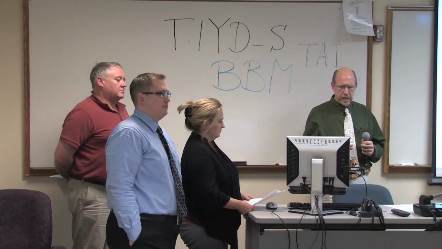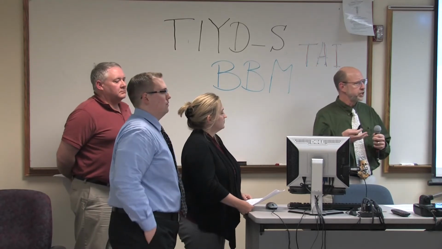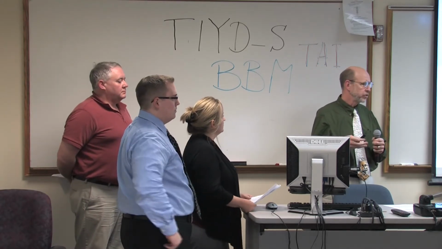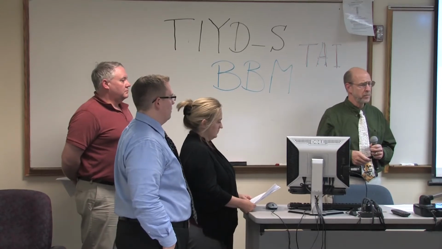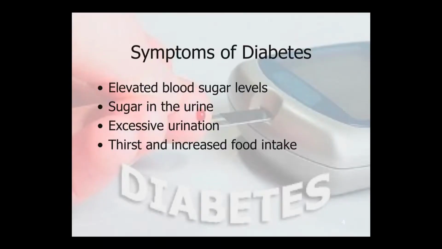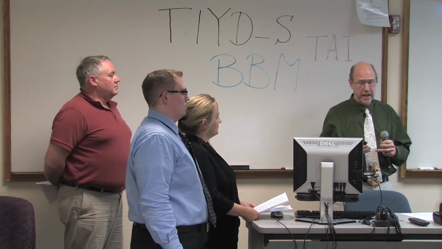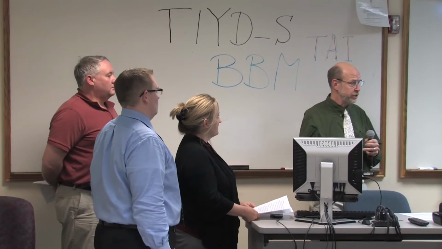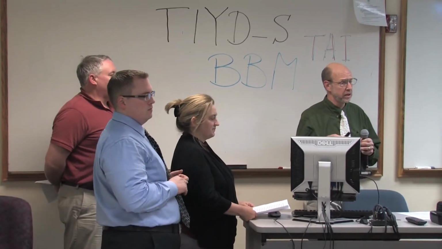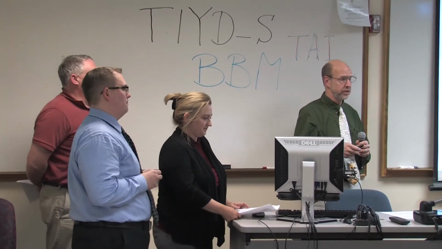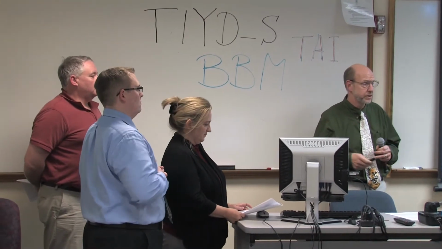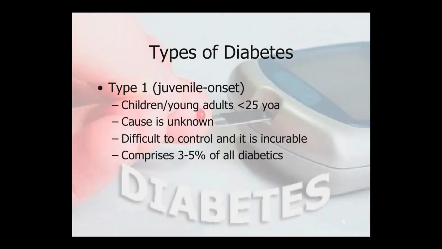And if the cells cannot absorb the glucose, the sugar stays in your blood, and you'll get what is referred to as high blood sugar. What happens with high blood sugar is that the symptoms are often excessive urination, you're hungry, or you're always thirsty. Doctors can test this by looking for elevated blood sugar levels in your blood, and they can look for sugar in your urine. These are all medical tests that doctors can perform.